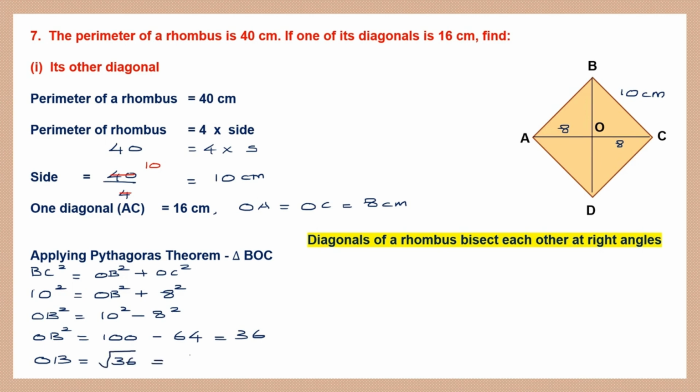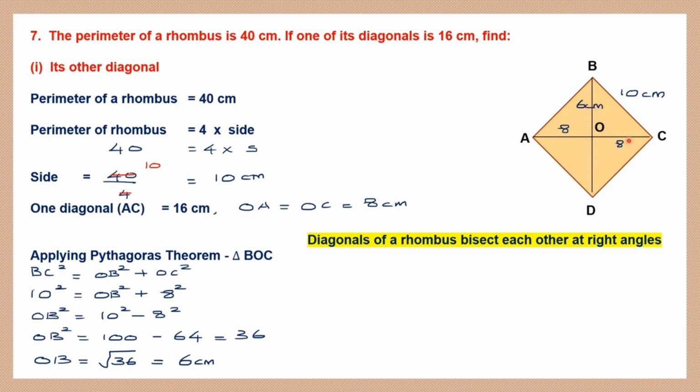So OB is 6 centimeters. Now we have found the measurement of OB. So let's write 6 centimeters there. So this is 6 centimeters. We found OB to be 6 centimeters.